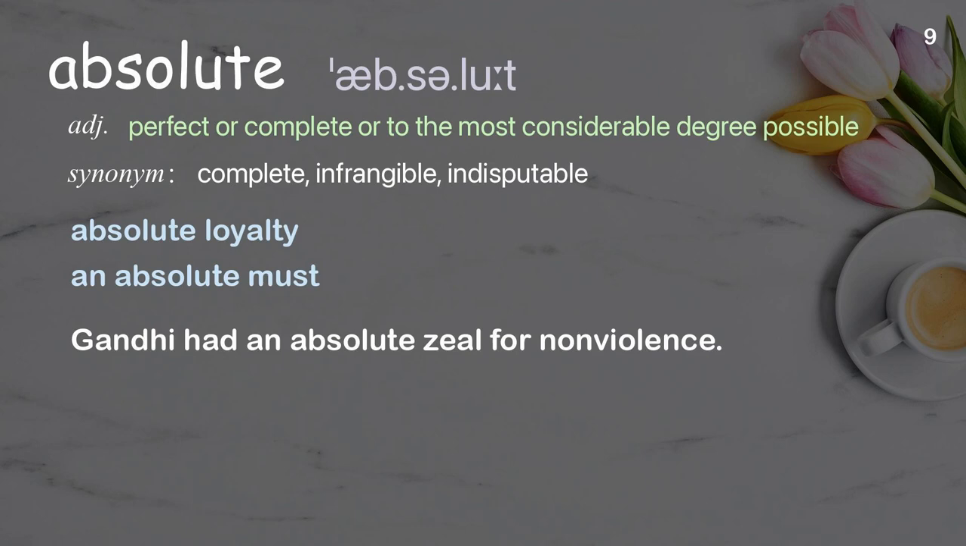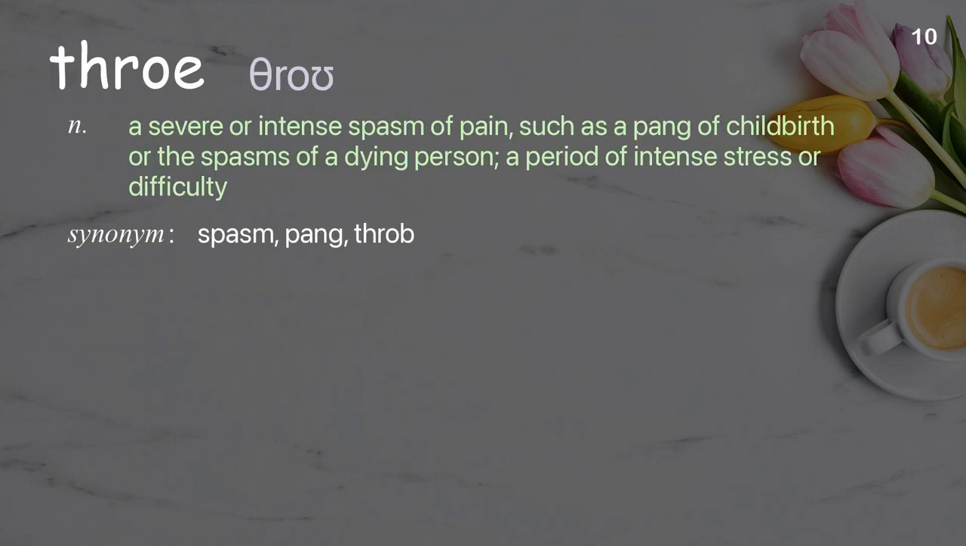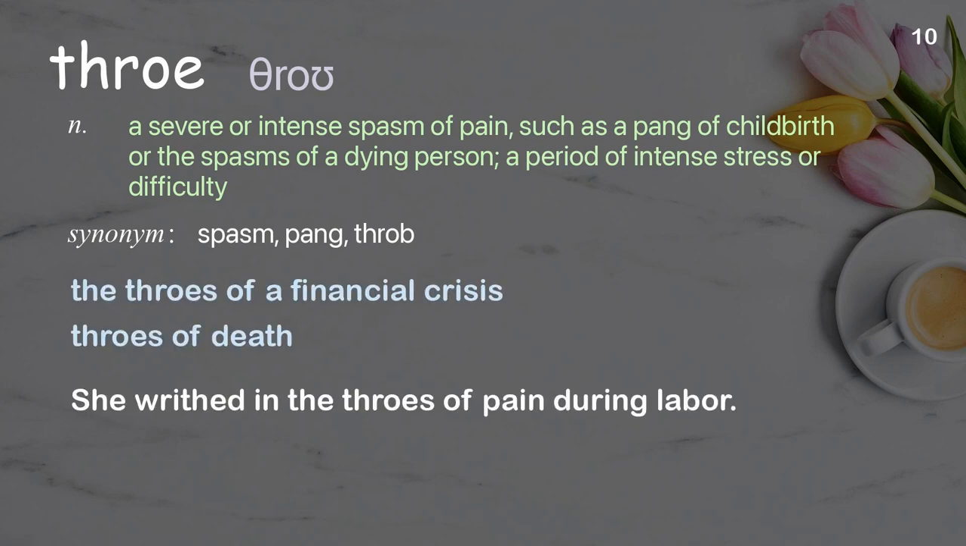Throe. A severe or intense spasm of pain, such as a pang of childbirth or the spasms of a dying person; a period of intense stress or difficulty. Examples: the throes of a financial crisis. Throes of death. She writhed in the throes of pain during labor.